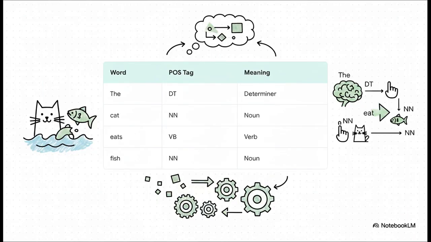Once it's tokenized, the machine needs to know what role each word plays. Enter POS tagging, or part-of-speech tagging. This assigns explicit grammatical labels to every single token. Take the sentence, "The cat eats fish." The is assigned the tag DT for determiner. Cat gets NN for noun. Eats becomes VB for verb, and fish is another NN noun. The computer obviously doesn't intuitively know what a furry cat is, but it now mathematically knows the word is acting as a noun in this sequence.